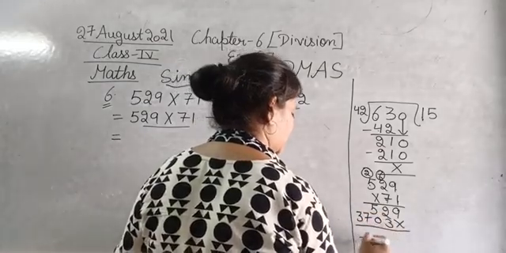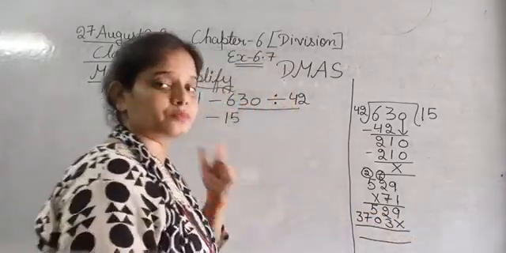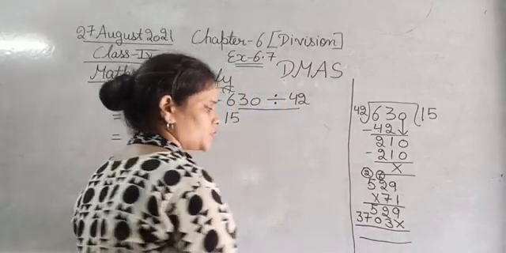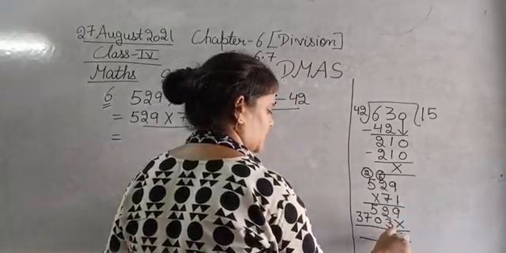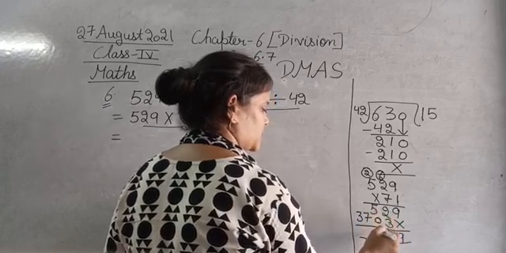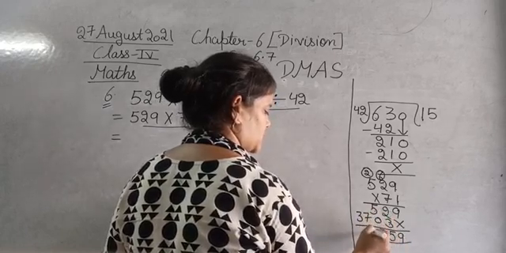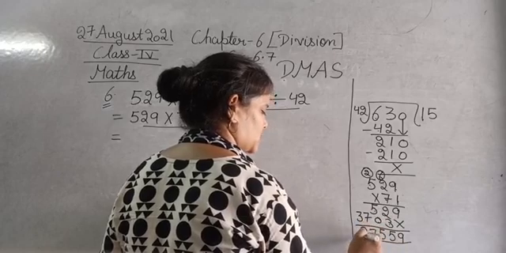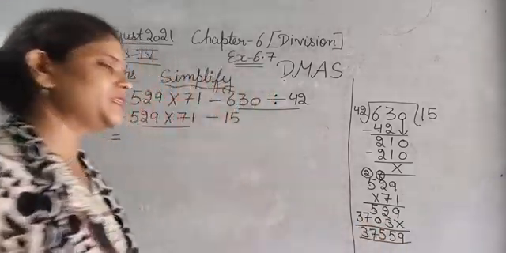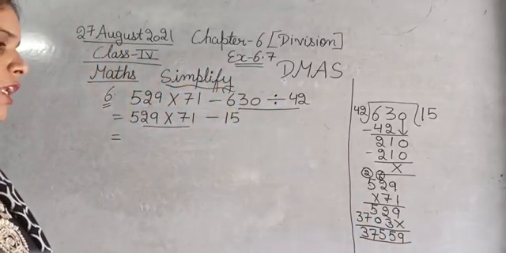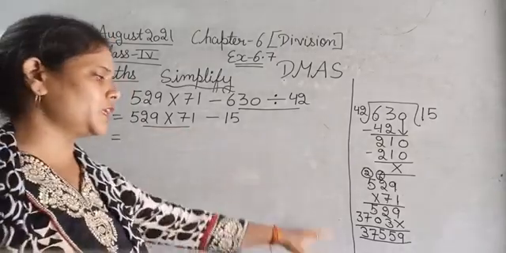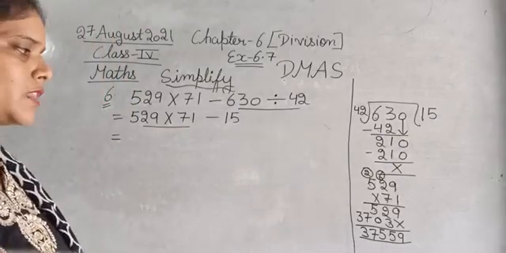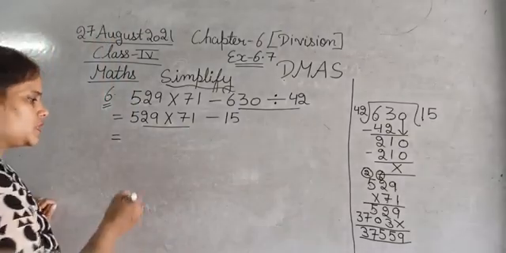So now add them. Let's add them both. इन दोनों को ऐड करिए. So this is 9. 2 plus 3, 5. 5 plus 0, 5. This is 7 and this is 3. So after multiplying 529 with 71, we got 37,559.